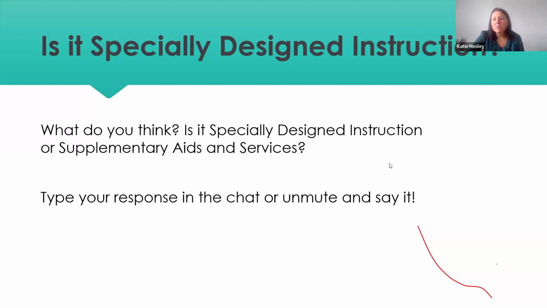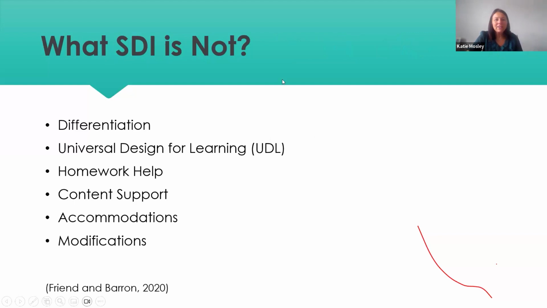So the key word is really taught. Is it being taught? I think that if I had to sum it up in one word, that would be it. Okay, so let's take a look. This is kind of written in the negative, but what SDI is not. It is not differentiation, right? It can be a piece of that universal support for all students, but SDI is for students who need it, right? For our students who have special education eligibilities.